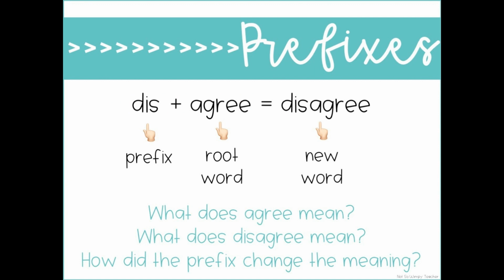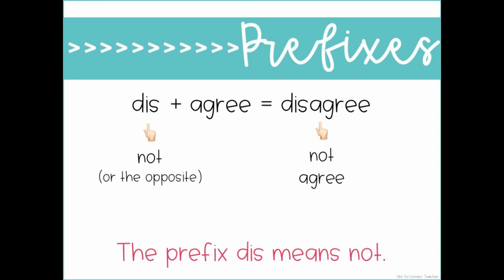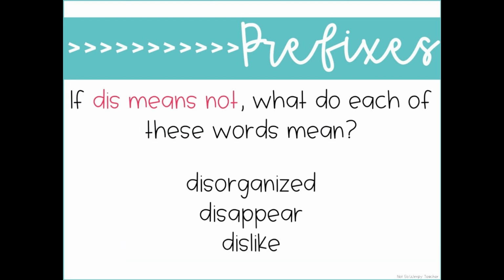Here we have the prefix dis, D-I-S. It means not. So when it's put with another word, like in this example, not agree, the word means to not agree with something. So if that's the case, what does disorganized mean? Did you say not organized? Very good. If the word is disappear, what does that mean? Not appear, not being able to be seen. Good job. And what about dislike?